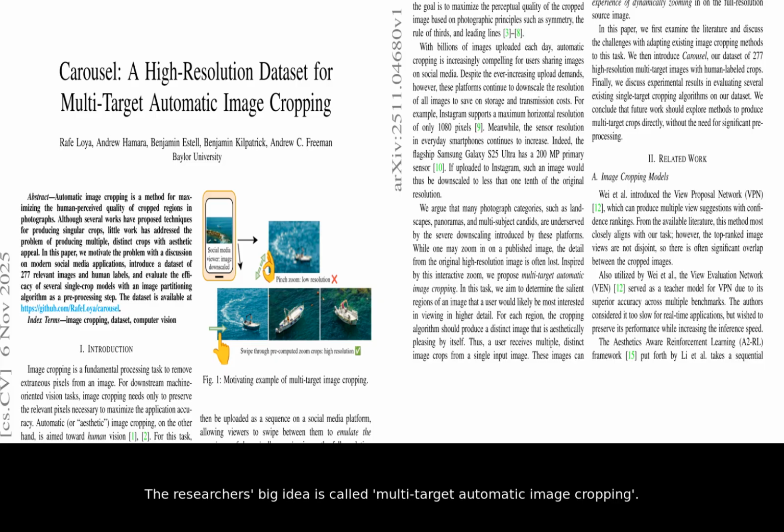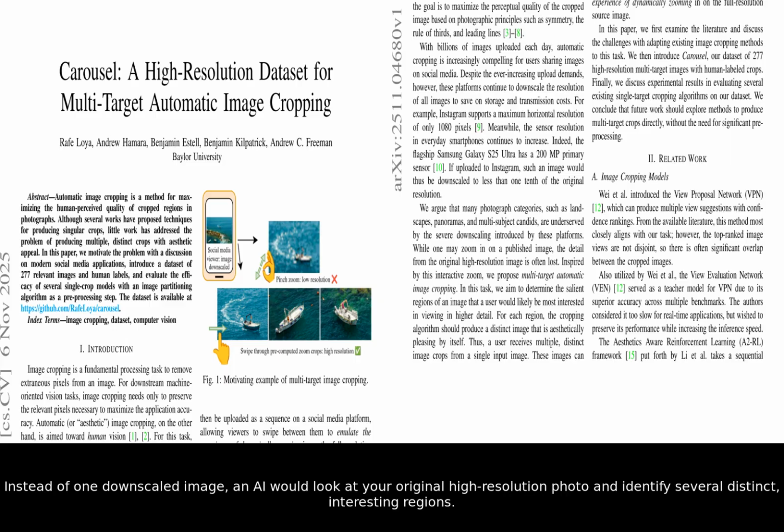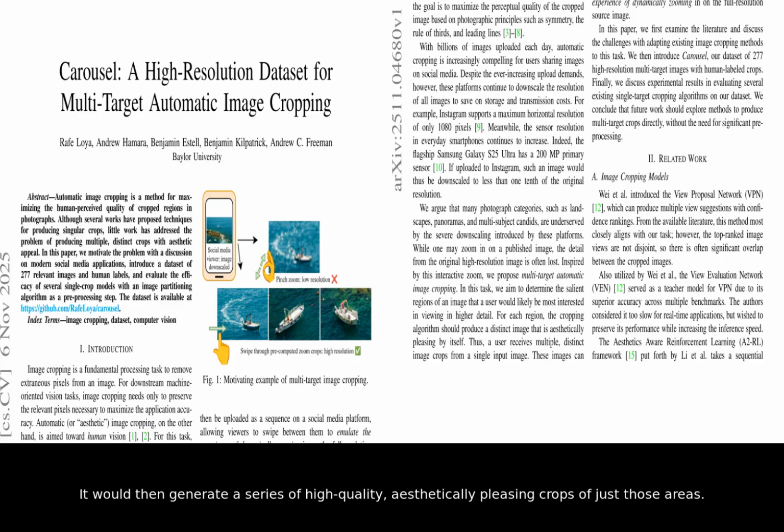The researchers' big idea is called multi-target automatic image cropping. Instead of one downscaled image, an AI would look at your original high-resolution photo and identify several distinct, interesting regions. It would then generate a series of high-quality, aesthetically pleasing crops of just those areas. You could then swipe through these pre-computed zooms like a carousel, seeing every detail in crystal-clear quality.